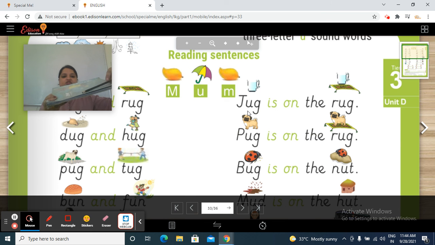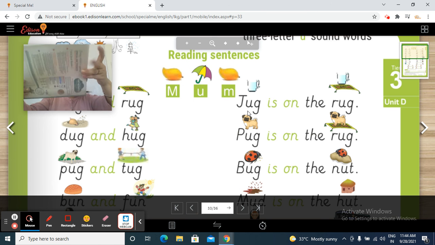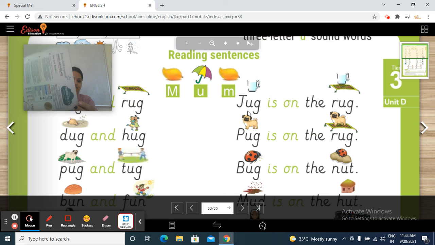Okay, now tell me, see carefully. Now where is pencil? Where is pencil? Yes, book के अंदर means in the book, right? Pencil is in the book, right?